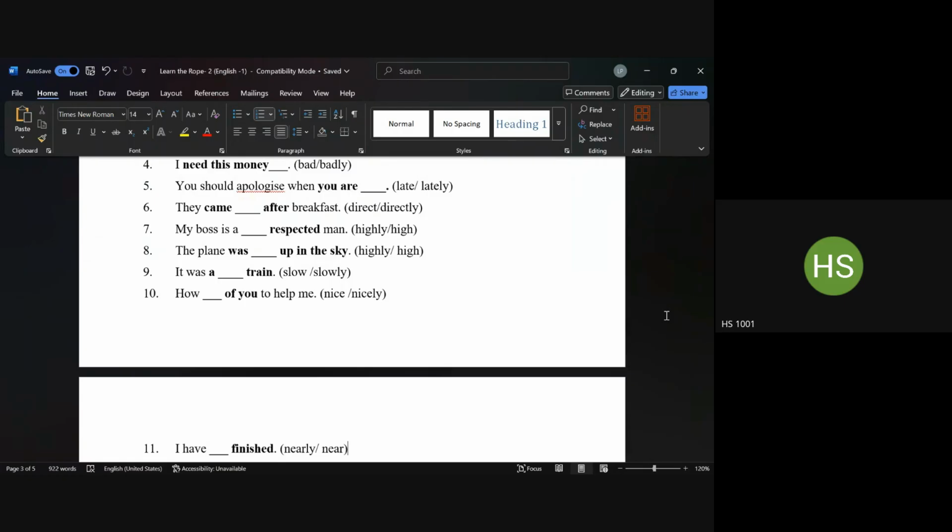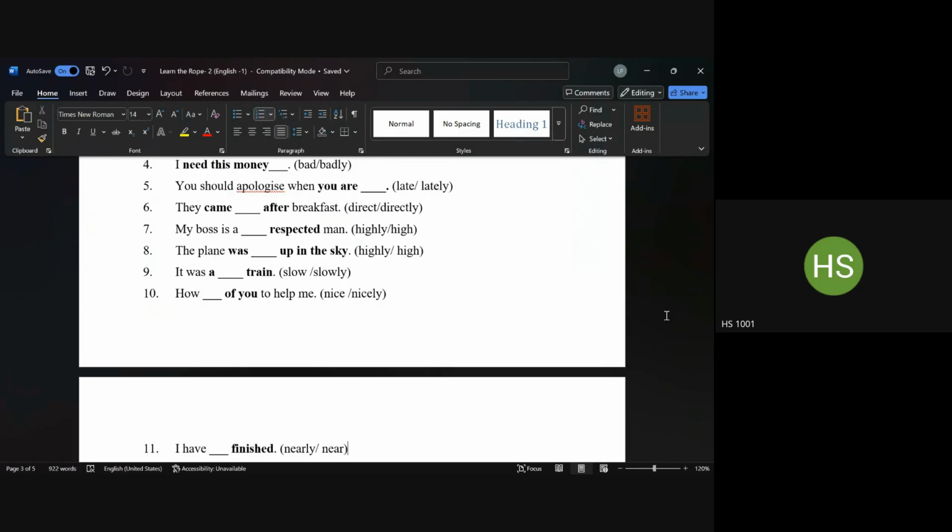Okay. Sixth one, they came dash after breakfast. They came directly after breakfast. Directly, right? They came directly. Came automatically indicates that you need to choose an adverb and not an adjective. Direct is an adjective, so you definitely have to choose directly in this case.